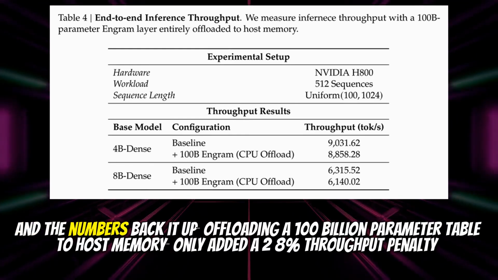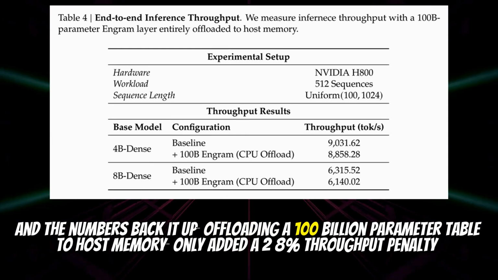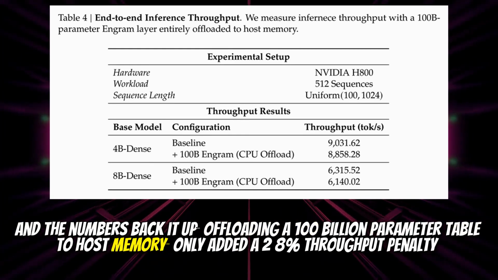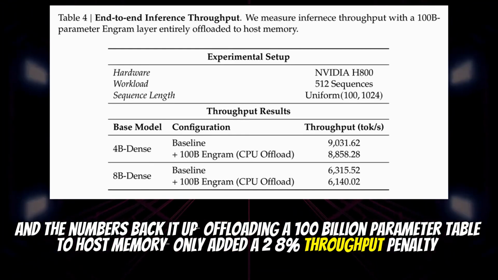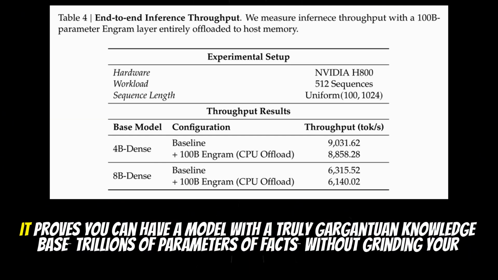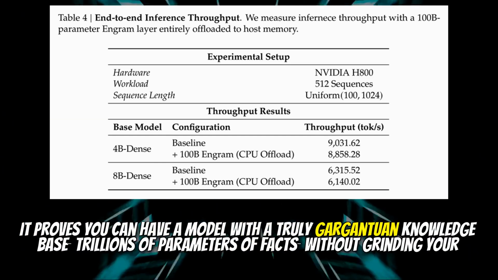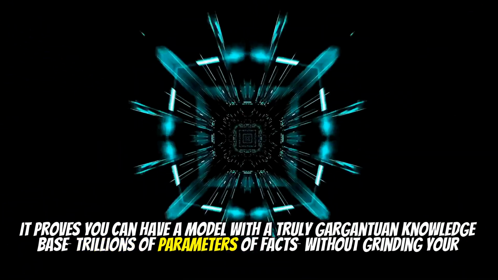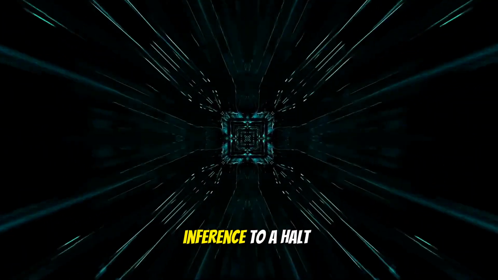I love that, and the numbers back it up. Offloading a 100 billion parameter table to host memory only added a 2.8% throughput penalty. It's basically free. It proves you can have a model with a truly gargantuan knowledge base, trillions of parameters of facts, without grinding your inference to a halt.